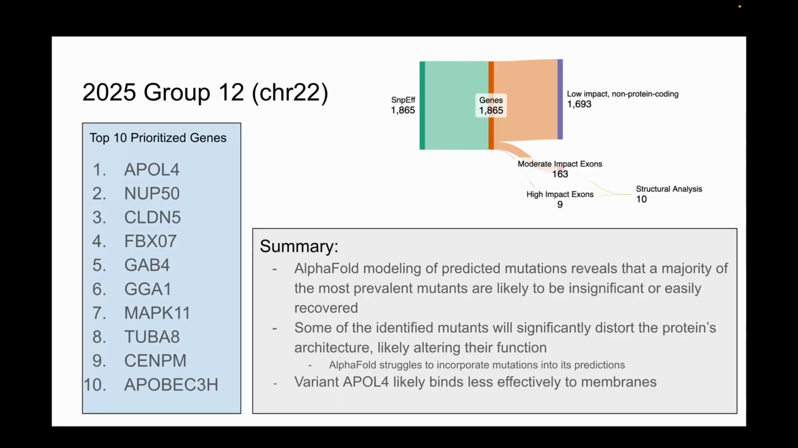In summary, we prioritize these top 10 genes on the left by filtering by mutational burden on exons, while also considering functional and structural effects within our scoring. AlphaFold modeling of structure, with its limitations in mind of the predicted mutations, found that most mutants, relative to their reference, were unlikely to be significant, while a few, including one for APOL4, were likely to have altered function, such as likely having a reduced binding affinity to membranes.